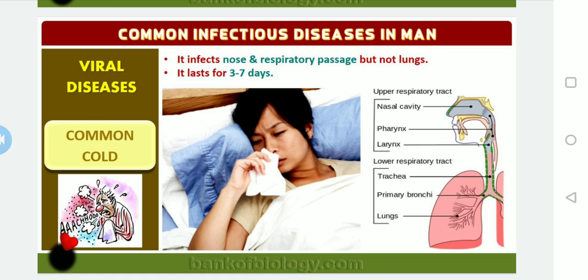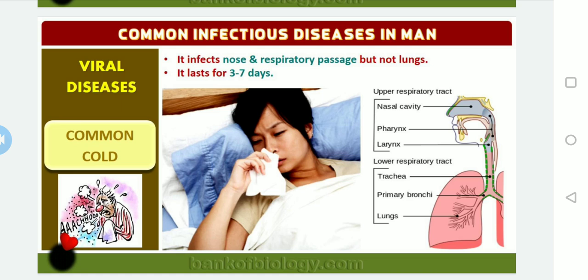Today, in this class, we will continue the study of viral diseases as well as protozoan diseases, even the life cycle of the Plasmodium, along with the helminth or worm diseases. Okay, fine. So today let us study the viral diseases.